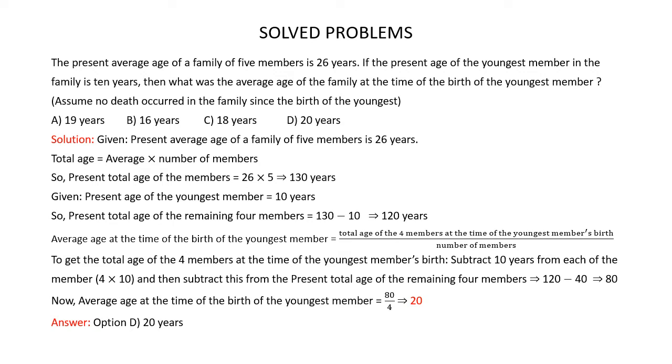Now, average age of the family at the time of birth of the youngest member is equal to 80 divided by 4, which is 20. The correct answer is option D, 20 years.